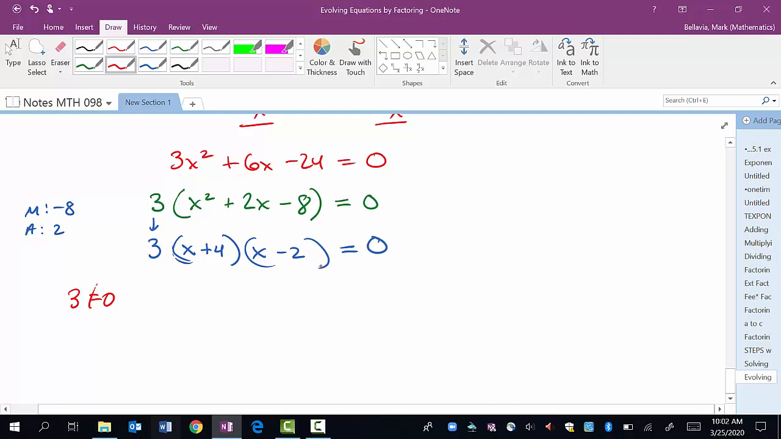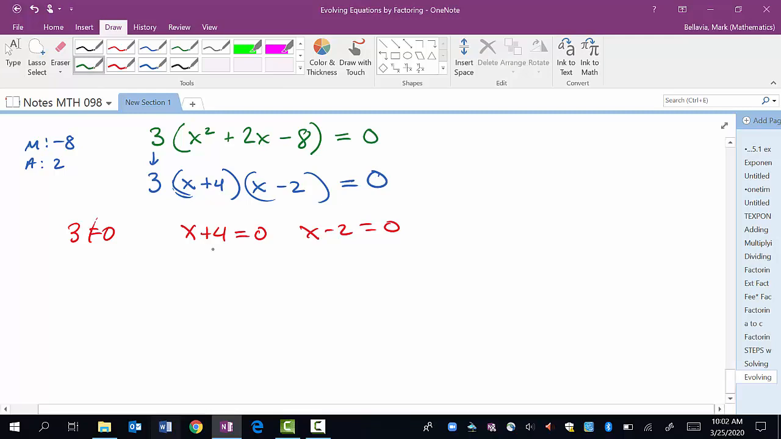Remember, the zero factor property is what's allowing us to make this equal 0. So if I have these three things multiplied together and it equals 0, either this has to be 0 or this has to be 0. But 3 can't be 0, and 3 is not a solution for x. So any factor that contains a variable, set equal to 0. So we have x plus 4 equals 0, and x minus 2 equals 0.